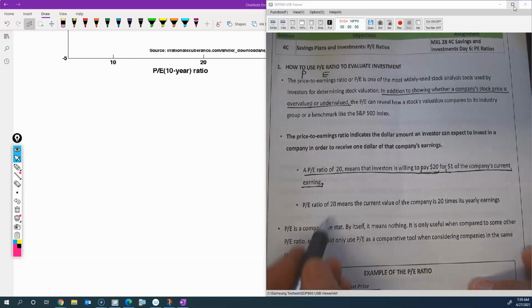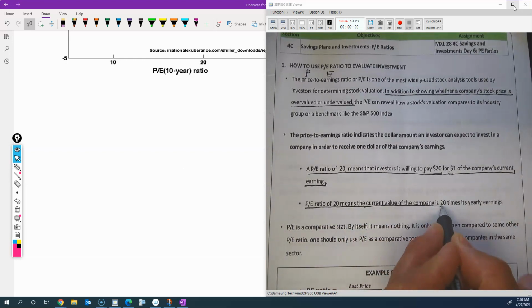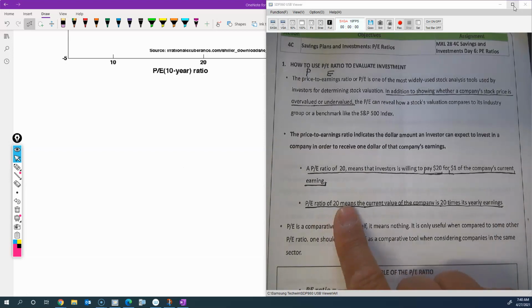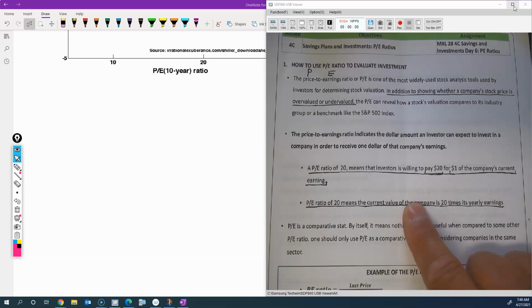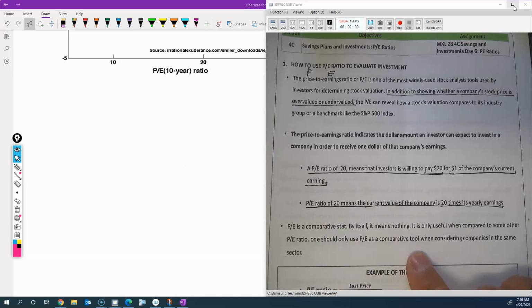The other way to think about the PE ratio of 20 is it tells you that the current value of the company is 20 times how much the company is earning in a year. So if something had a PE ratio of 20, if you took its earnings and you multiplied it by 20, that's how much the company's valued. So if something had a PE ratio of 15, that means the company's overall value is going to be less than a PE ratio of 20.